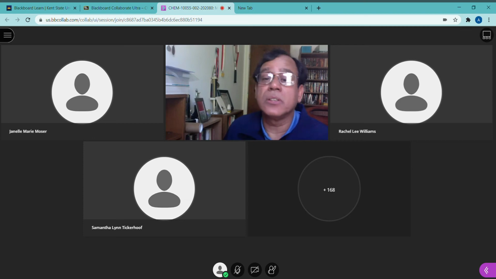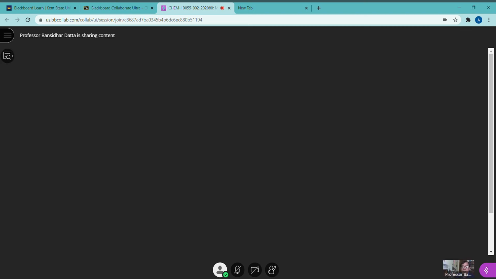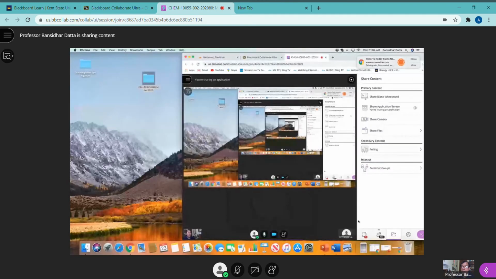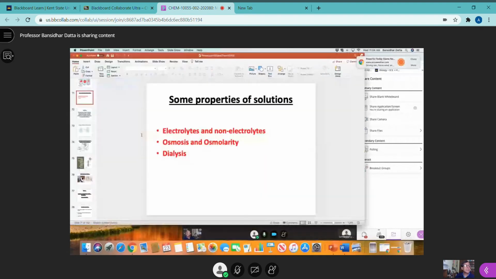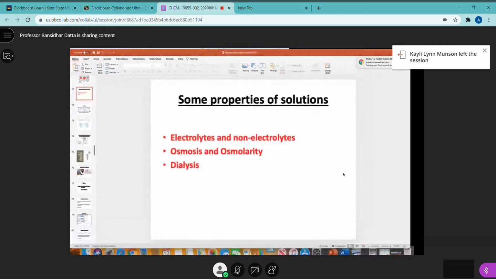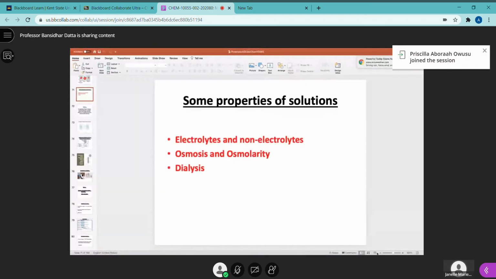Share application screen. I'm going to share with all of you, and you should be able to see it. All right. And you tell me whether you can see it or not. Can you see the slide? Yes? Can you see the slide? Yes, we can see it. Thank you very much.